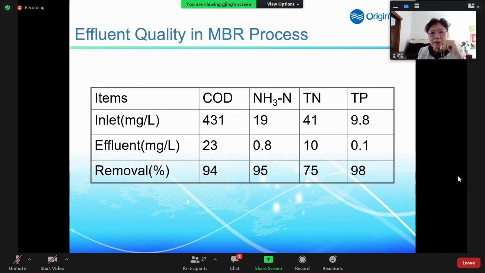Also, for some other items, ammonium is about 0.8 and total phosphorus is 0.1. But total nitrogen is not as good as we thought. We can still use some other methods to do deeper treatment and meet further requirements.